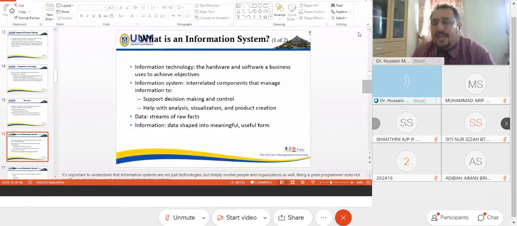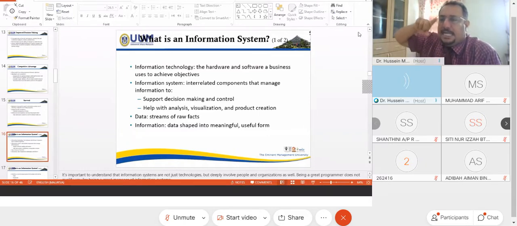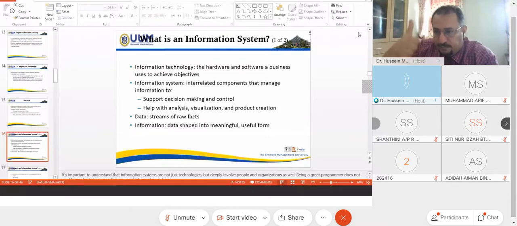How can we call it an information system? Because these three aspects are interrelated components working together. People use technology in organization. They are interrelated. Why? Because these interrelated components manage information for a certain purpose. What are these purposes? Support decision making and control the business. Help to do analysis, to do visualization for data and product creation.